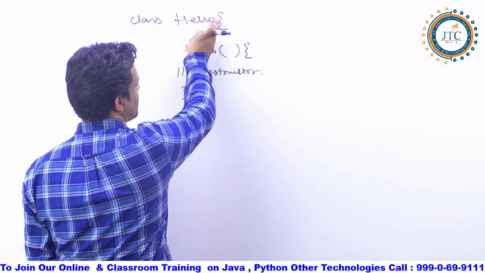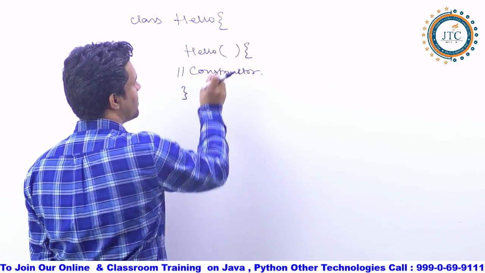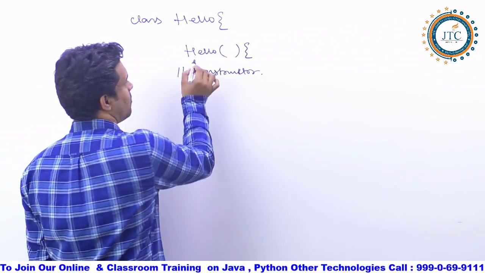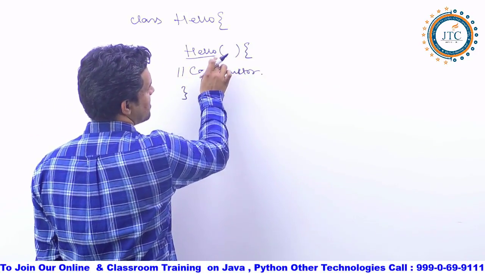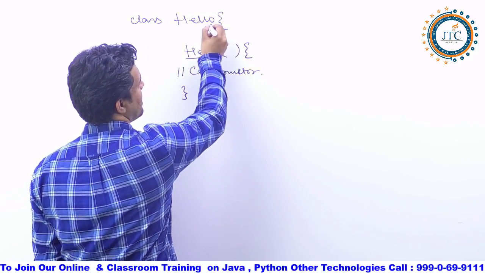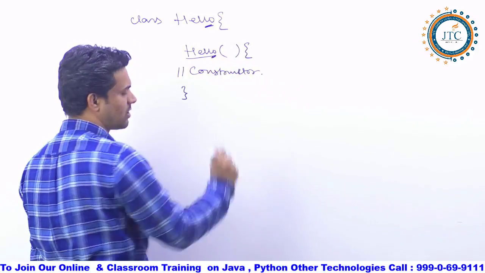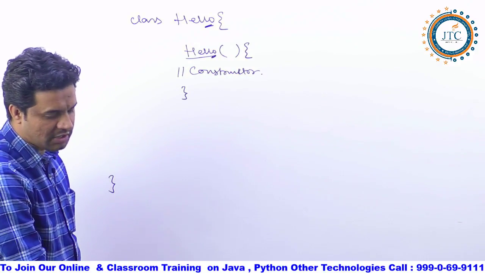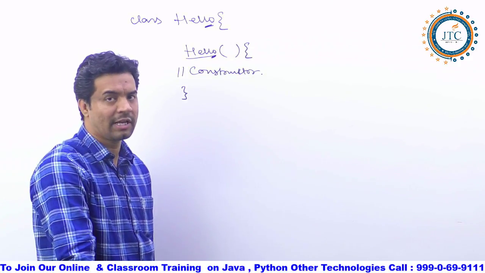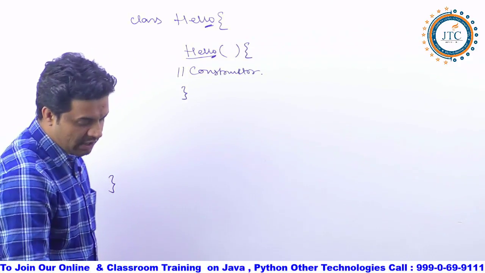Fine. Inside this class, one constructor I have written. So remember one point, as I said, that a constructor, whatever you are writing inside the class, must have the same name as the class name. So whatever is the name of the class, the same name we write for this constructor also. Is it okay?